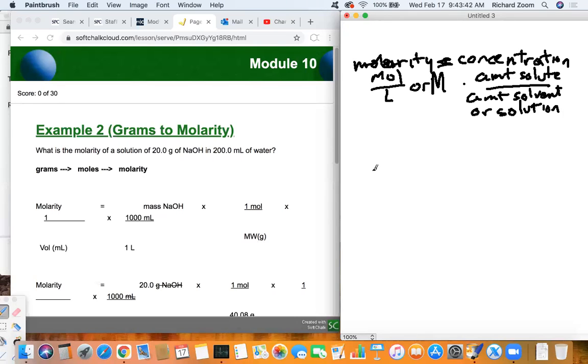So how do we deal with that? Well, looking at the information we're given, I'd be inclined to start with the 20.0 grams of NaOH, because I know that can be easily expressed in moles, which is what I would do first. So I'd start out with 20.0 grams. I'll put in the NaOH as well, that way we can be more consistent about it. So my first step is to get the moles of NaOH.